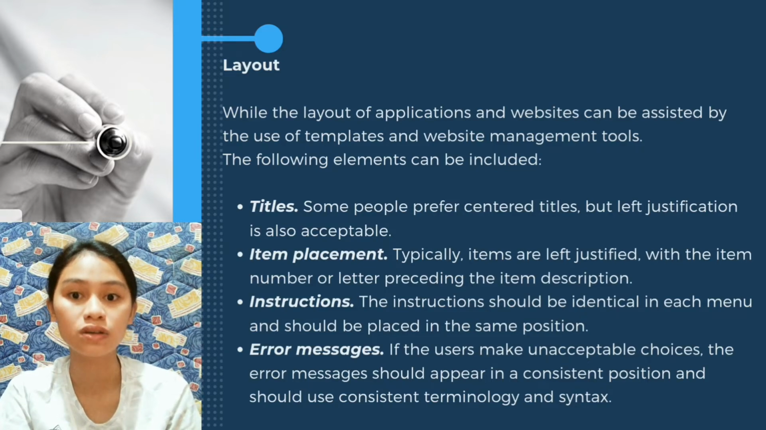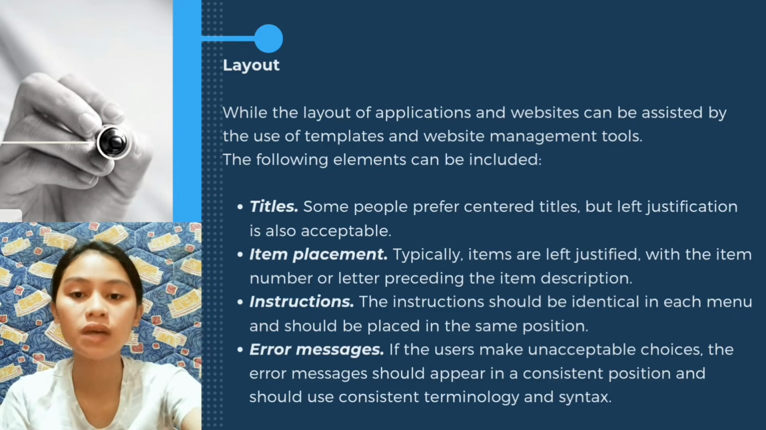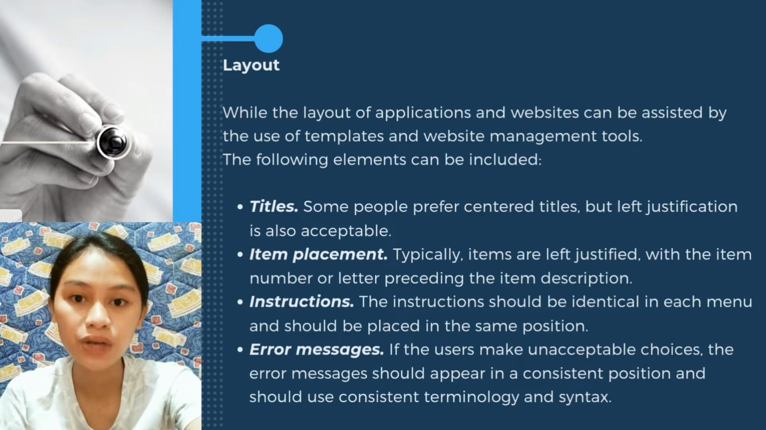Instructions. The instructions should be identical in each menu and should be placed in the same position. This rule includes instructions about traversals, help, or function key usage. Error messages. If the users make unacceptable choices, the error messages should appear in a consistent position and should use consistent terminology and syntax. Graying out unacceptable choices will help reduce errors.